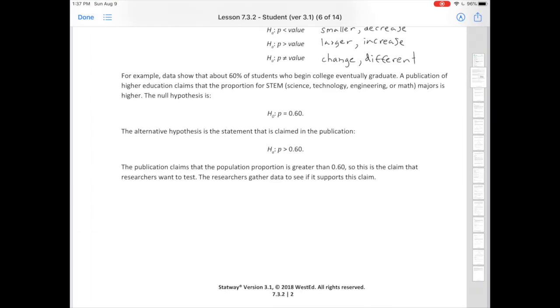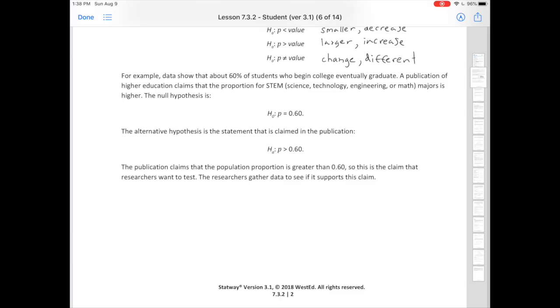Okay, so for example, data show that about 60% of students who begin college eventually graduate. A publication of higher education claims that the proportion for STEM, which is just short for science, technology, engineering, or math, is higher. So again, we know that 60% of students who begin college eventually graduate, but a new publication of higher education claims that for STEM students, that rate is higher.